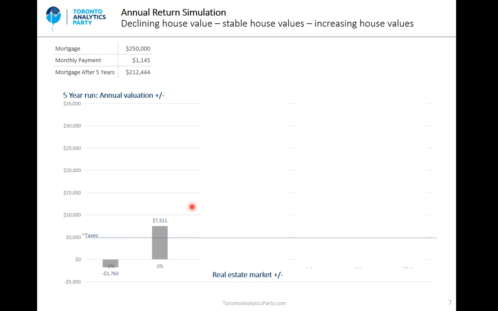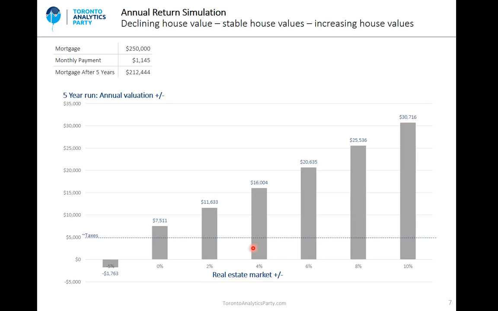Basically the value of the home and your equity. Then we look at situations where we get 2 to 4% increases a year, and even upwards of 8 or 10%. And what happens in the 6 to 8 to 10%, if the unit is going up that much per year, you're really coming in between $20,000 and $30,000 per year in increased value.